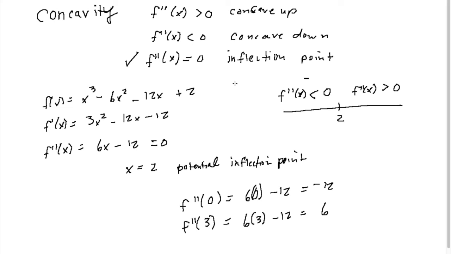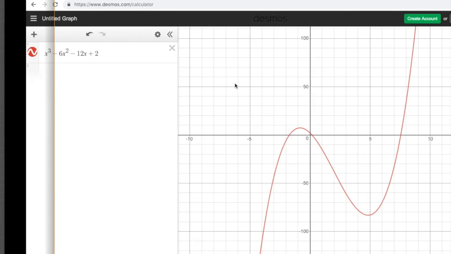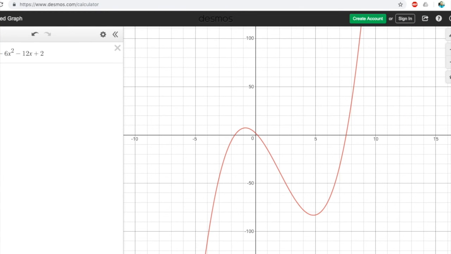Let's take a look at the graph of this function just to make sure what we found can actually be confirmed by a graph. We expect it to be concave down to the left of 2 and concave up to the right of 2. So looking at this graph, it looks like it's concave down, like it's a U shape opening down all the way until 2. And then at 2 is the point of inflection where it changes from concave down to being concave up for the rest of this graph.